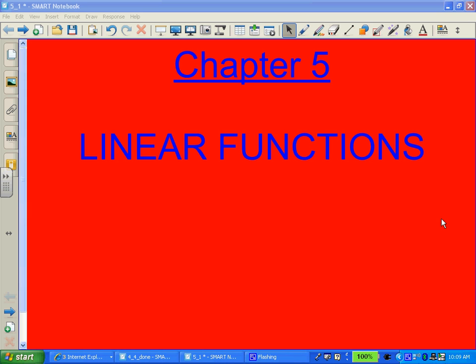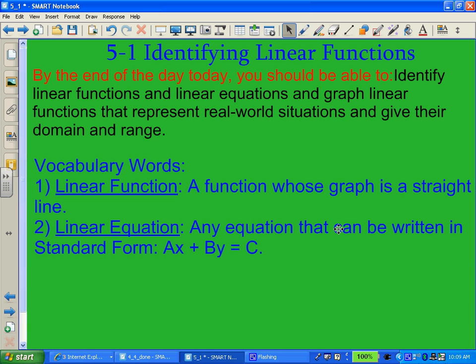Hello there, this is the beginning of Chapter 5, and throughout Chapter 5 we're going to be talking about linear functions. So the very first thing that we need to learn how to do is to identify whether a function is linear or not. So we have two vocab words, linear function, and a linear function is simply a function whose graph is a straight line, and a linear function is represented by a linear equation which can be written in the standard form ax plus by equals c.